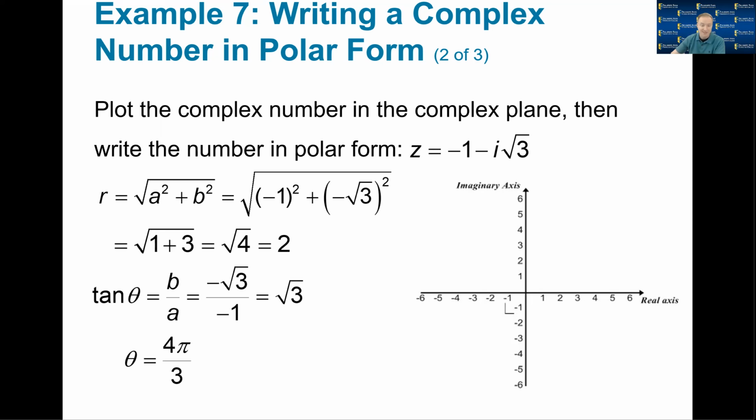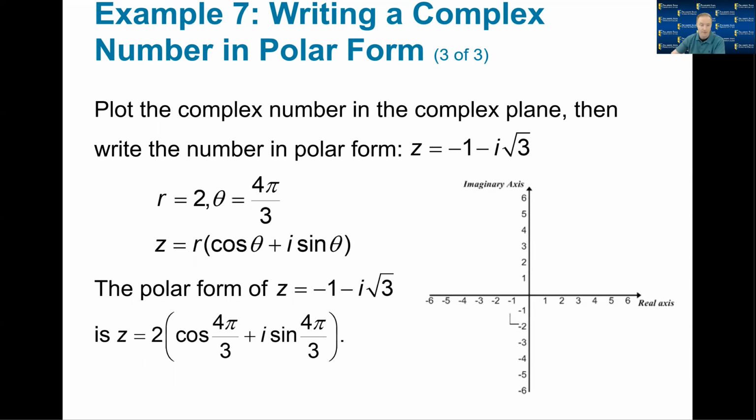Polar form is just z is equal to r times the quantity cosine of theta plus i sine of theta. Notice on the next page, z is equal to r times cosine of theta plus i sine of theta. I know r, I know theta, I know the polar form. It's as simple as just plugging it in. Once you find your r value and your theta, you're going to say the polar form of this complex number is z is equal to 2 times the quantity cosine of 4 pi over 3 plus i sine of 4 pi over 3.